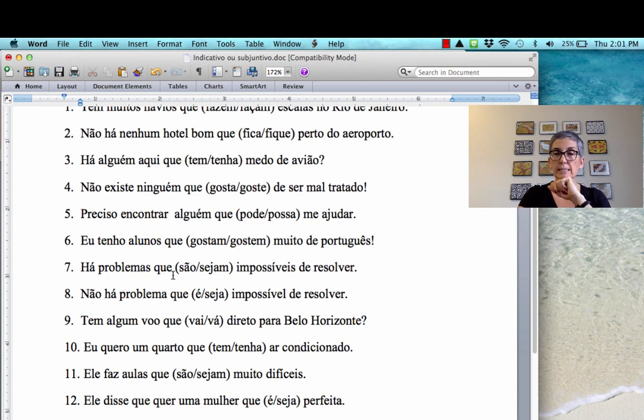Há problemas. So you're stating the existence of problems. So what are you going to use? Indicative or subjunctive? Indicative, okay? Então, há problemas que são impossíveis de resolver. So there are some problems that are impossible to solve.